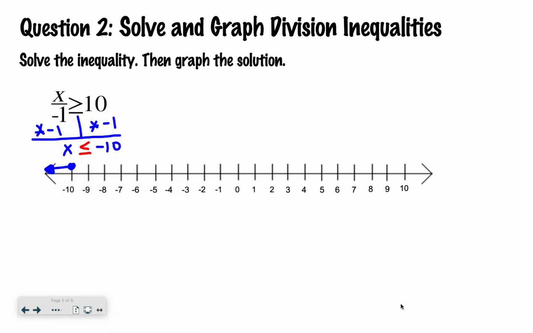Okay, for this problem, hopefully you multiplied both sides by a negative 1, and then you said since I multiplied both sides by a negative 1, I have to flip my sign. Then 10 times negative 1 is negative 10. So I was left with x is less than or equal to negative 10. So I put a closed circle at negative 10, and I went to the left because it was less than.